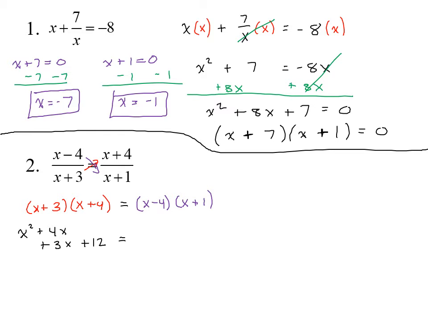On the right-hand side, same thing. X times x is x squared. The outside, x times 1 is x. The inside, negative 4 times x is negative 4x. And the last one's negative 4 times 1 is negative 4.